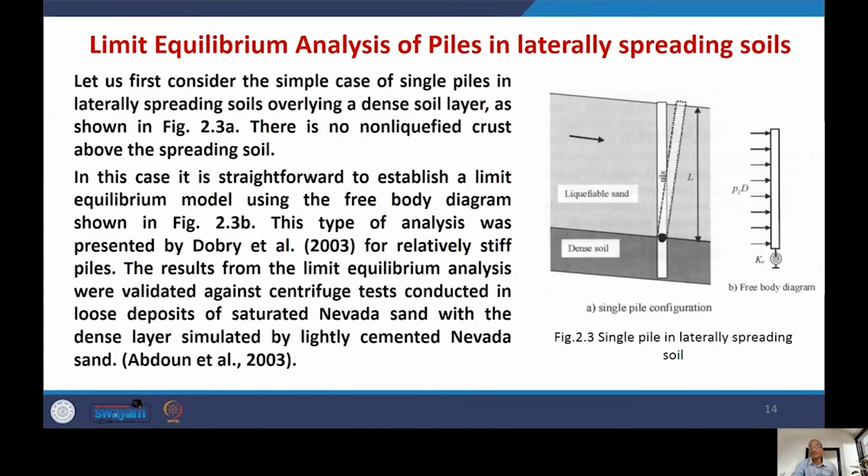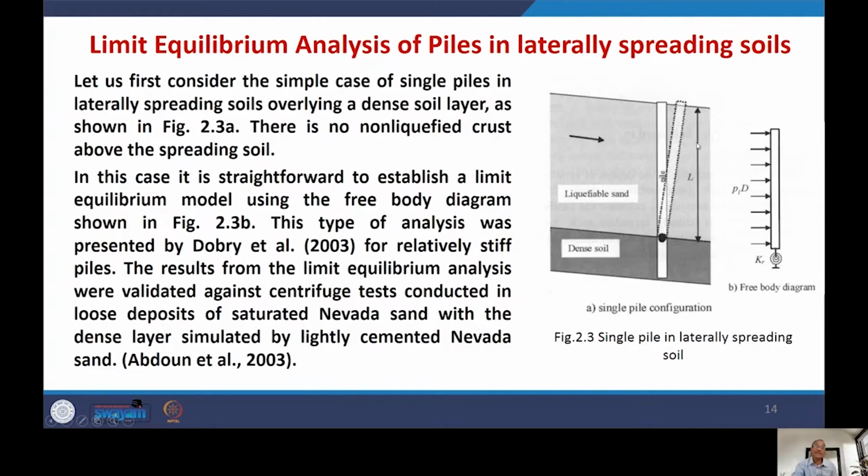So in this case, limit equilibrium analysis of piles in laterally spreading soils. This is the case here, figure 2.3. What is shown in this figure? The simple case of single piles in laterally spreading soils overlying a dense soil layer, and there is no non-liquefied crust above the spreading soil. So you have dense soil here, and on top of it you have liquefiable sand. The pile passes through the liquefiable sand and is socketed inside the dense soil. The length of the liquefiable sand is shown here, capital L.